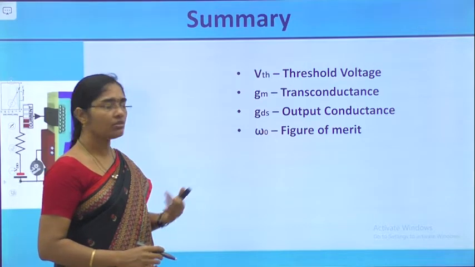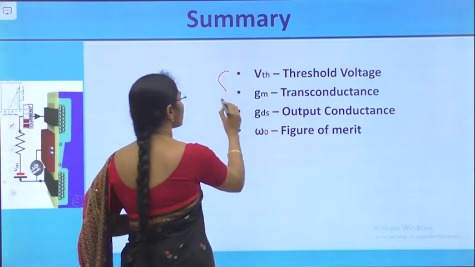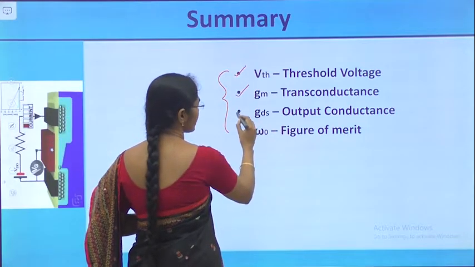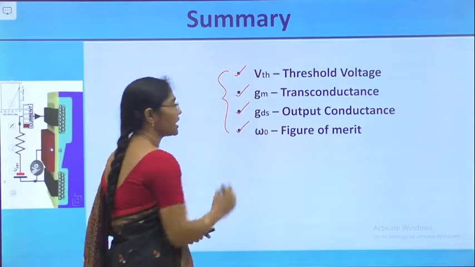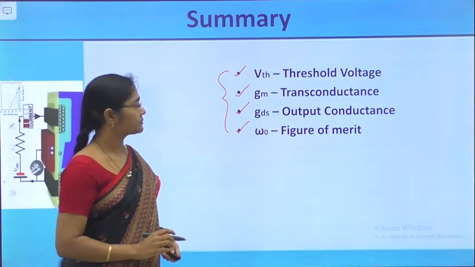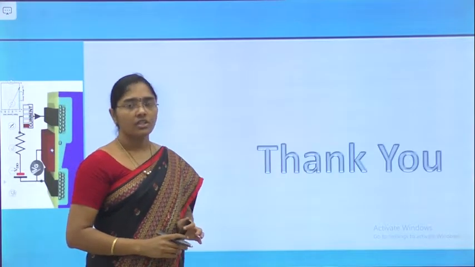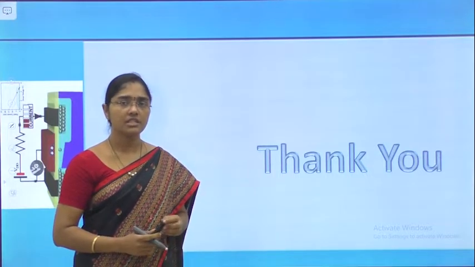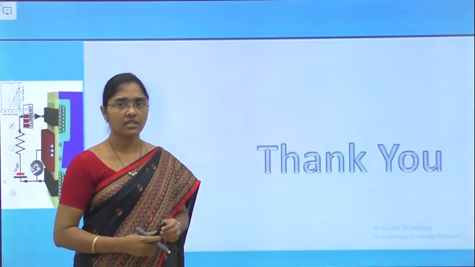What we have seen till now? We have seen 4 parameters of the transistor like threshold voltage, transconductance, output conductance and figure of merit. I hope you understood the parameters of the MOS transistor. We will see the circuit design in the next lecture.